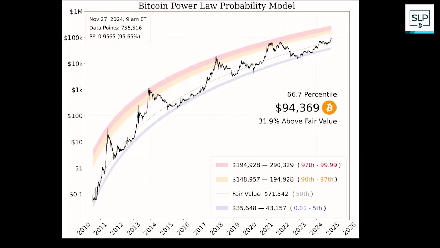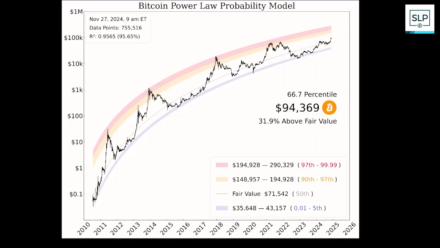What it's showing is essentially taking the power law. And then the fair value line, which is the gray dashed line, you'll see towards the bottom third of the data set. That line there is a quote unquote fair value. You can look at fair value in a couple different ways with the power law, but this is using the 50th percentile. So half the data points are below that line, half are above that line, and so essentially half the time we spend above and half the time we spend below that line. That's at 71.5 right now. So that's the fair value line.